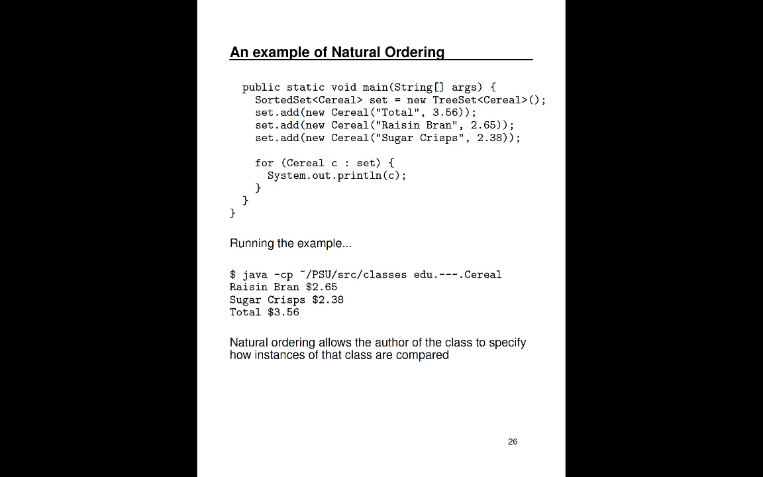And notice that they're printed out in alphabetical order because when the cereals are added to that TreeSet, the compareTo method of the Cereal class is used to determine what order they are stored in and therefore what order they're iterated over. So the nice thing about natural ordering is it allows the author of the class to specify how instances are compared to each other.